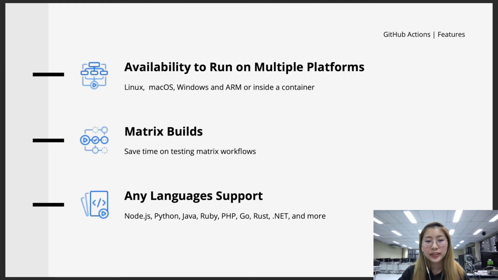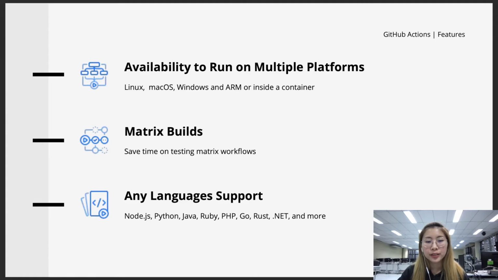GitHub Actions provides many features to help you automate the software workflow easily. First, availability to run on multiple platforms. Users can run every major operating system on a virtual machine, such as Linux, macOS, Windows, ARM, or inside a container. It is easy for the users to build and test all their projects.